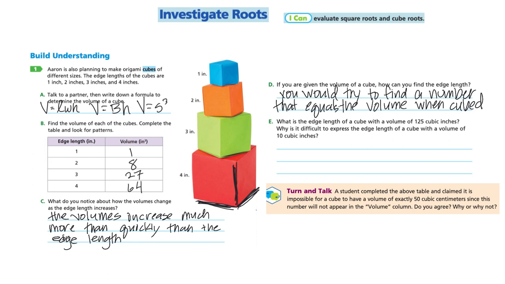E, what is the edge length of a cube with a volume of 125 cubic inches? Well, we know that 5 times 5 is 25, and 25 times 5 is 125, so that edge length would be 5 inches.